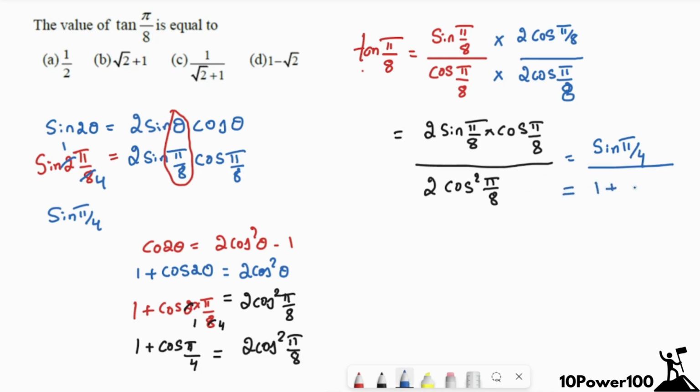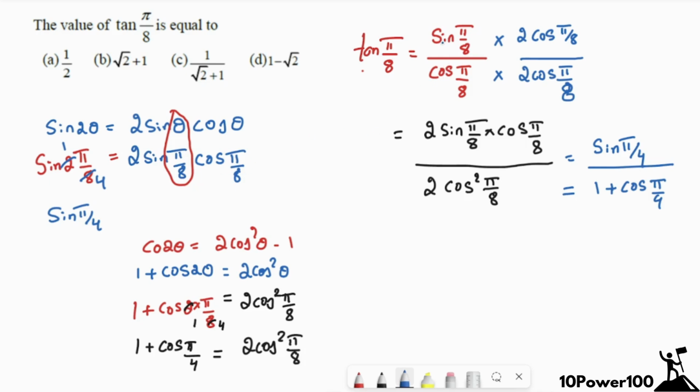1 plus cos pi by 4. So the reason why I brought it to pi by 4 is, we know the value of sine pi by 4, that is 45 degree. Sine 45 degree is 1 by root 2, and cos 45 degree is also 1 by root 2. And now the major reason why I multiplied 2 cos pi by 8 is to get the general formula.